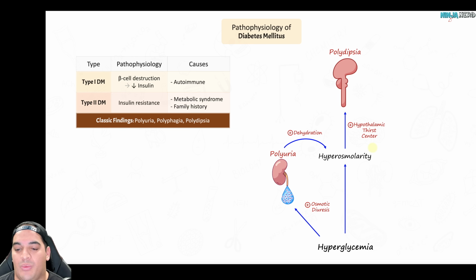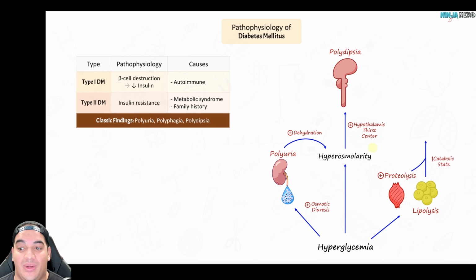The polyphagia one's very interesting. In these patients, they're not utilizing the main source of fuel, which is carbohydrates. Because of that, they start tapping into alternative sources. They start breaking down proteins in particular tissues, and they start breaking down fats in other tissues because they need that to generate ATP. As I break down proteins and lipids, I start chewing through these metabolic fuels, and this could lead to a catabolic state that leads to increased hunger.